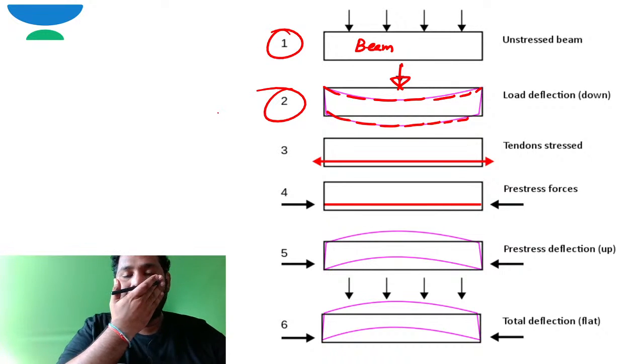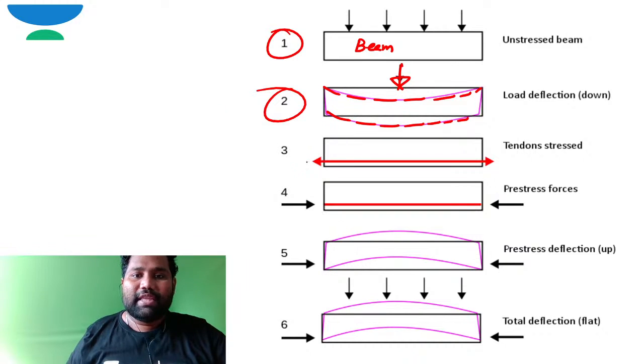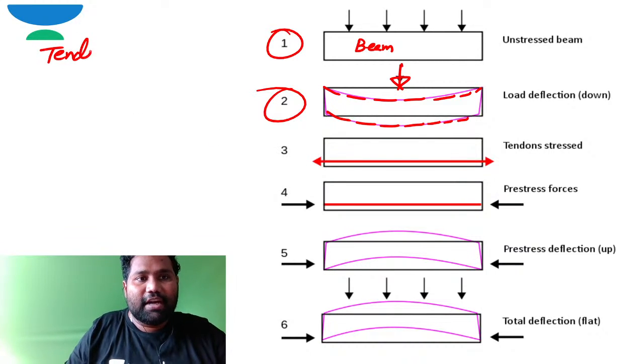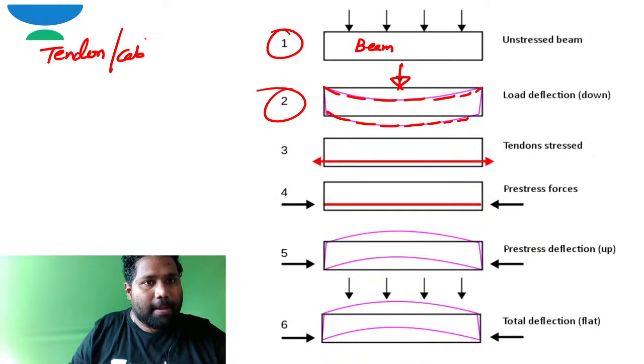Now, if I want to design this beam as pre-stressed concrete, then what will I do? Then I will take a tendon. Everybody will ask us, sir, what is a tendon? Tendon or cable or strand. How can I define this tendon or cable or strand?